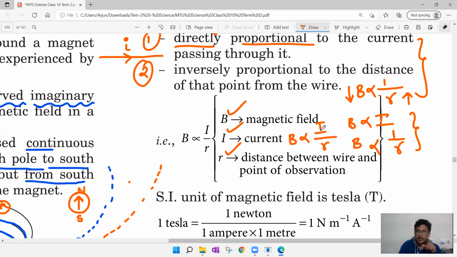When it is in the numerator, it is directly proportional. When it is in the denominator, it is inversely proportional. Magnetic field strength is directly proportional to current, and magnetic field strength is inversely proportional to distance.